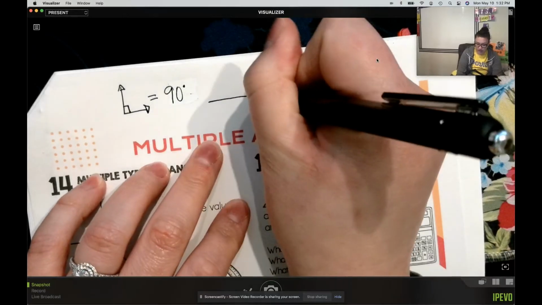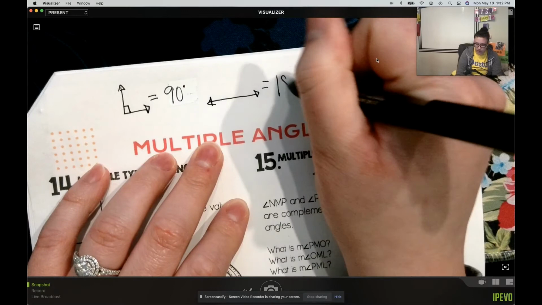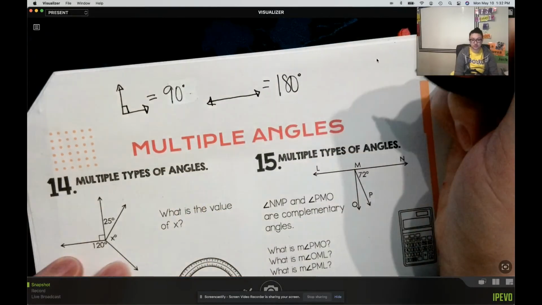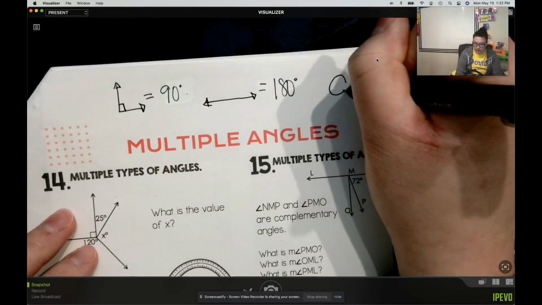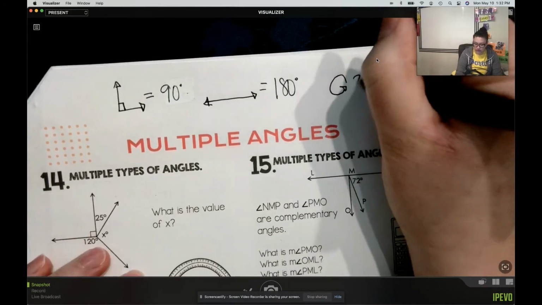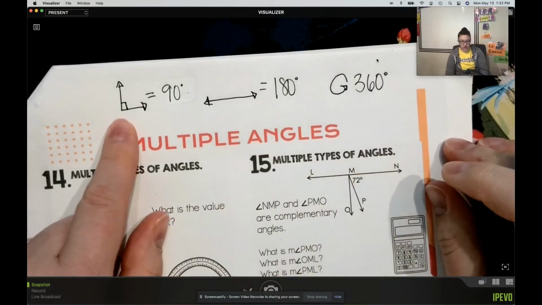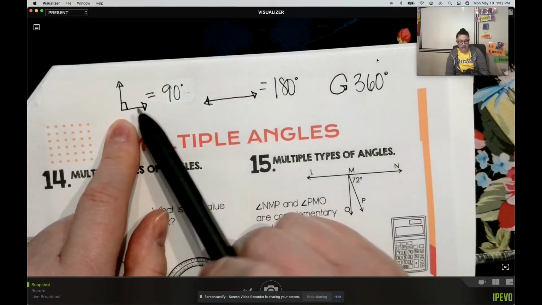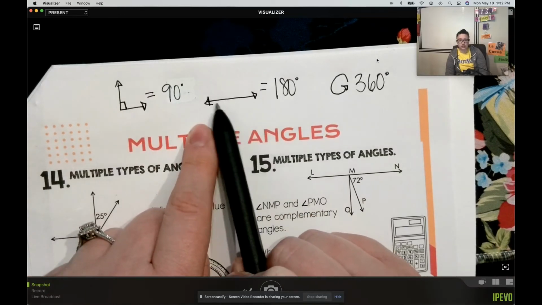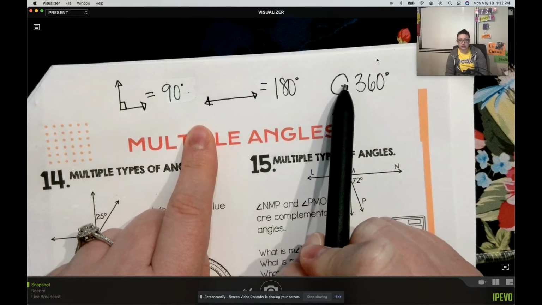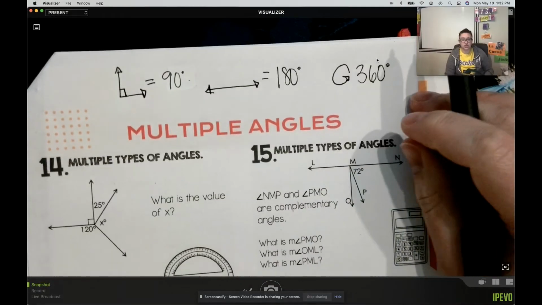If I have a straight line, the straight line is equal to 180 degrees. And then if we have an angle that goes all the way around, it makes a full circle. That's 360 degrees. 90 degrees for the corner, 180 degrees for a straight line. And if something goes all the way around, like if my hands go all the way around a clock, that's 360 degrees.